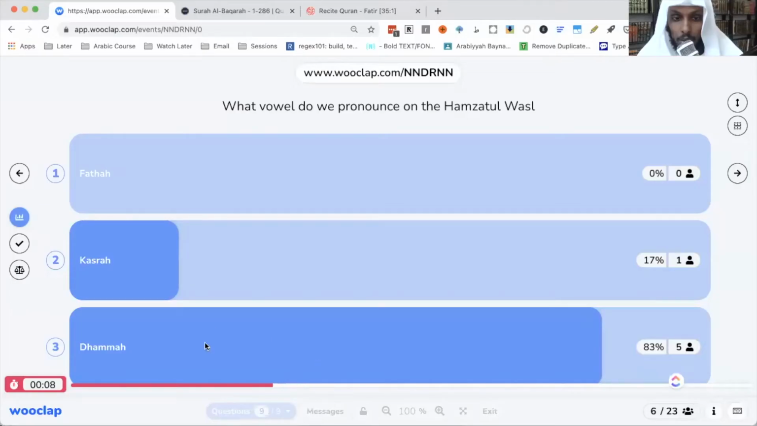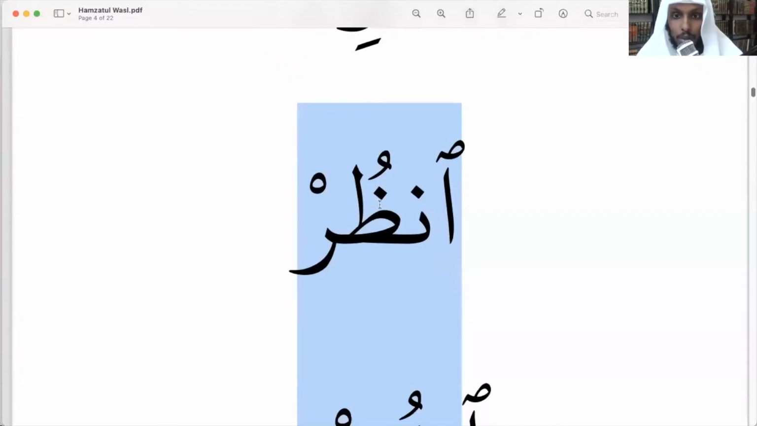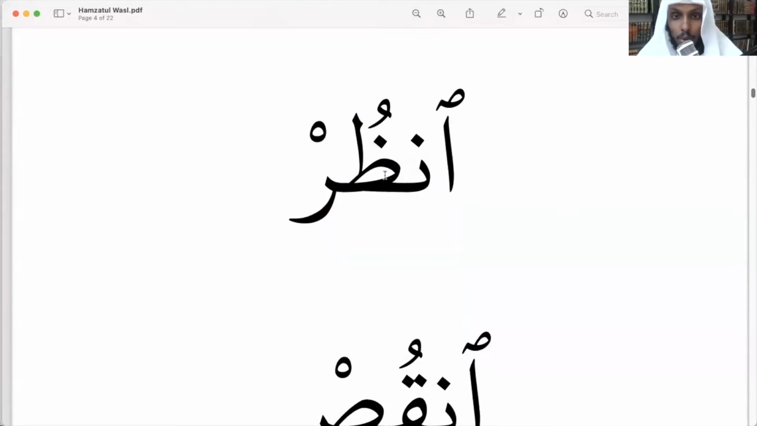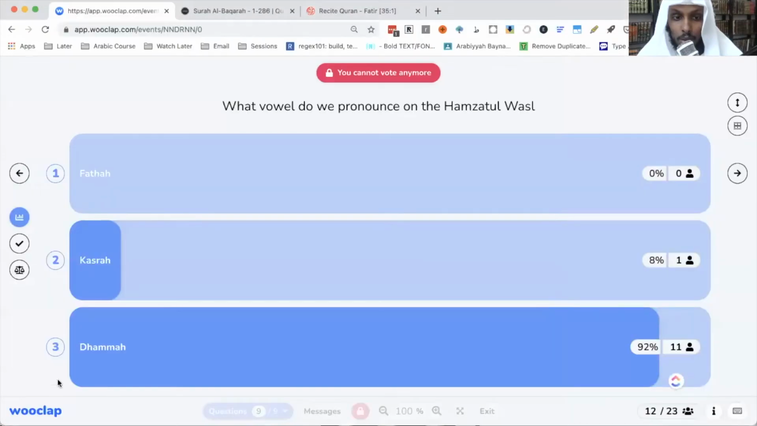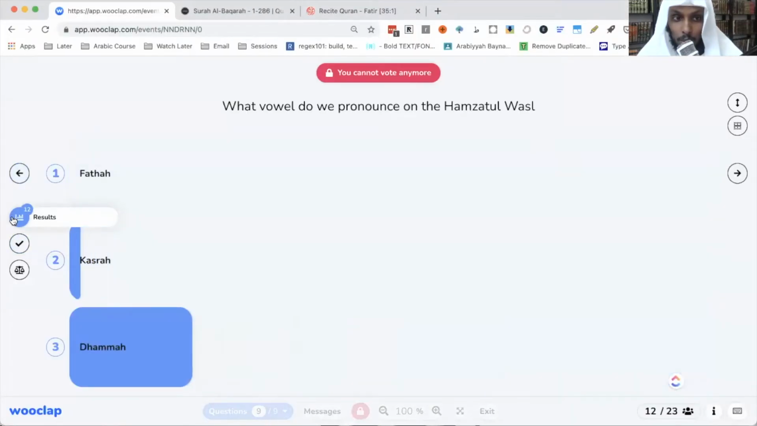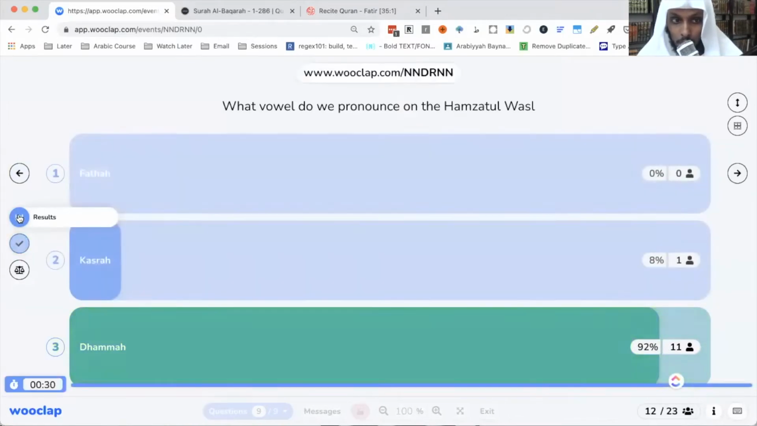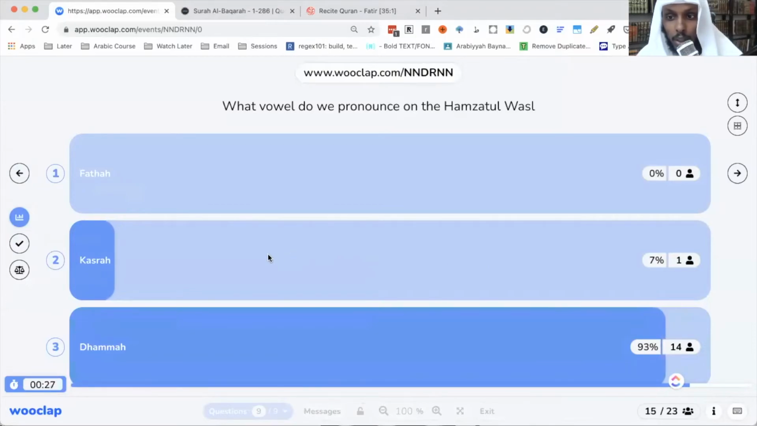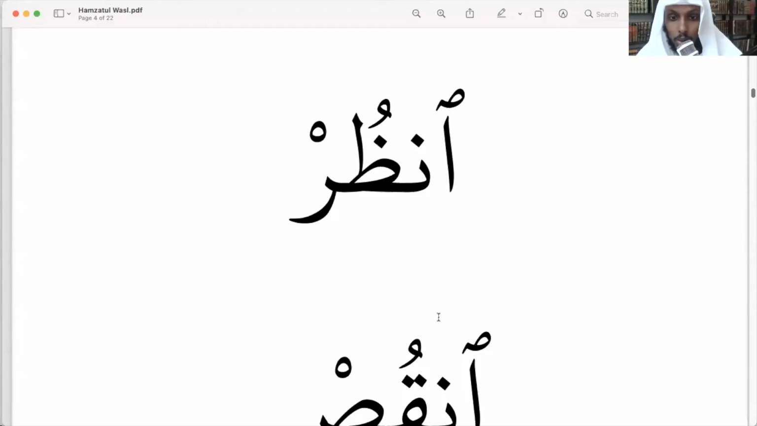Okay, how about this word? Let's duplicate this one. Go ahead, it's on Wooclap. Here's the word: anzur, unzur, or inzur. Let me give it some more time. Most of you got it right, alhamdulillah. Unzur. Well done. Excellent. Let's do one more.